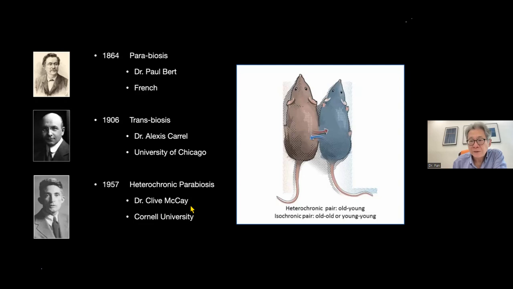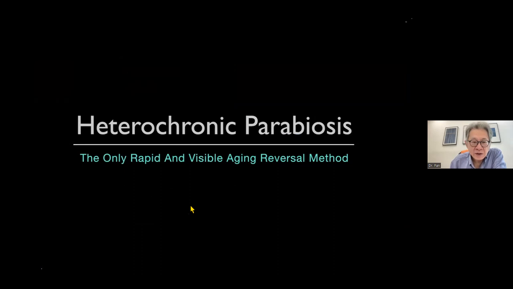So in one sentence, heterochronic parabiosis is an experimental technology that is the only rapid and visible aging reversal method as of today, okay? There are other methods like dieting and exercising, but they all take a long time for you to see the effect, and sometimes you can only see them biologically, you cannot see them grossly.